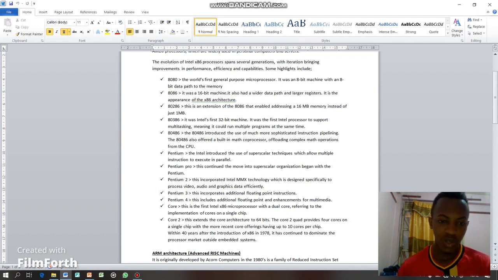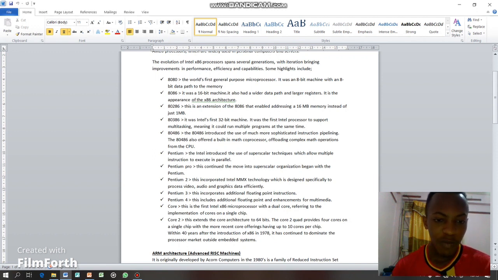After the Pentium 2, there was the introduction of the Pentium 3, which incorporates additional floating point instructions. After that, there was the Pentium 4, which, on top of the additional floating point, also added enhancements for multimedia. Multimedia is basically video, audio, and graphics, as we had seen in the Pentium 2. So it enhanced that for multimedia.